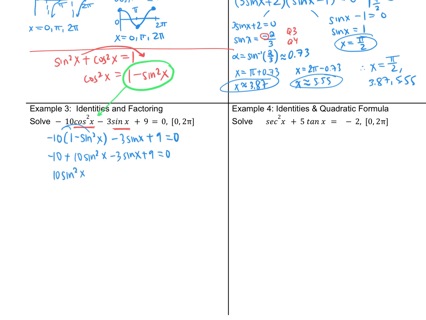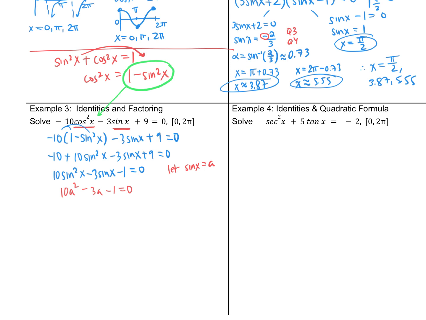So 10 sine squared x minus 3 sine x, and then collect the constants, and we have minus 1. And now we can factor. You can just jump straight to your crisscross, or if you'd like to replace that sine x with a more basic letter, more than welcome to. I'll show it that way. I do like going straight to the crisscross though, if I'm being honest, but here we are.